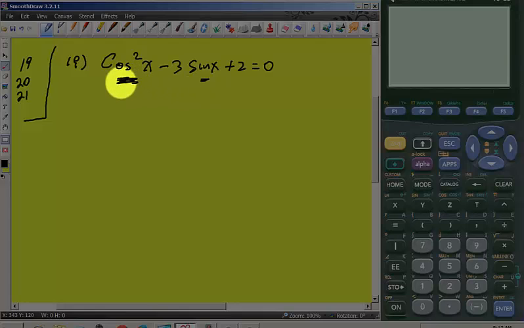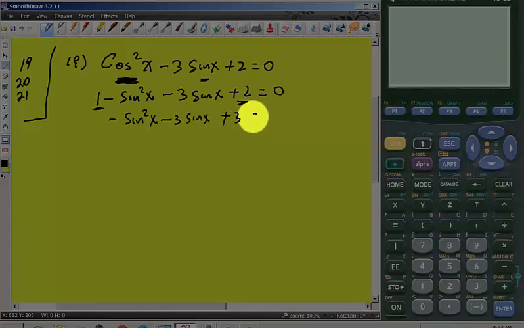But I do have a trigonometric identity right there, which is cosine squared, and I can substitute 1 minus sine squared x. This minus 3 sine of x plus 2 is equal to 0. Now everything is in terms of sine, then I can solve this equation. I'm going to clean this up a little bit. I have a negative sine squared x minus 3 sine of x, and 1 plus 2 is 3, is equal to 0. And I'm going to multiply everything by negative 1.